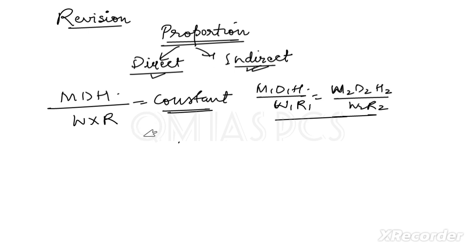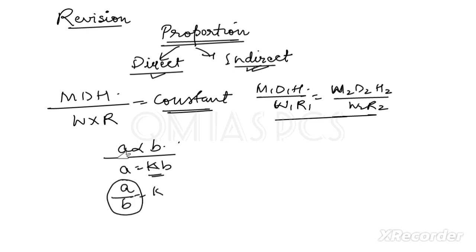When we say A is directly proportional to B, that means when A is increased, B will increase, and when A is decreased, B will decrease. So A is equal to kB, where k is any constant. So we can write A by B is equal to k. When you see two variables in division form, both variables are in direct proportion.